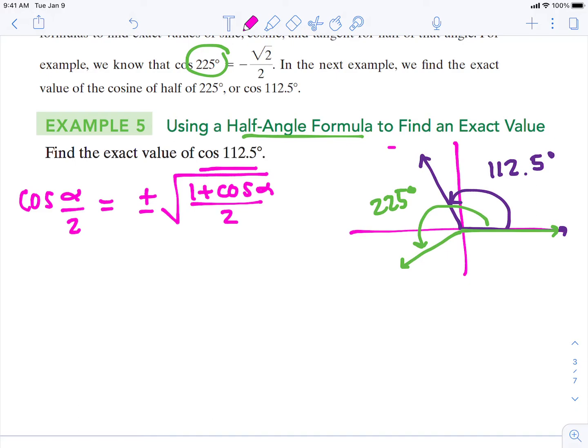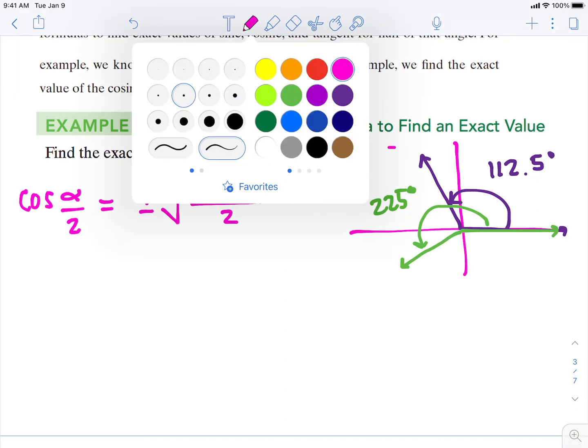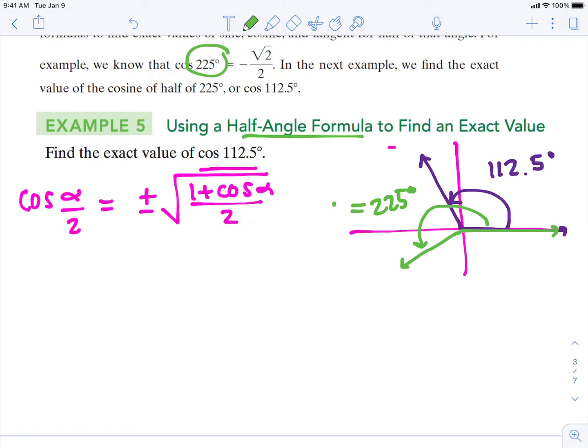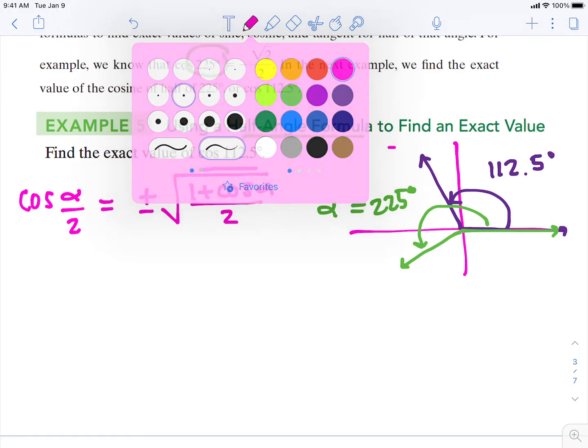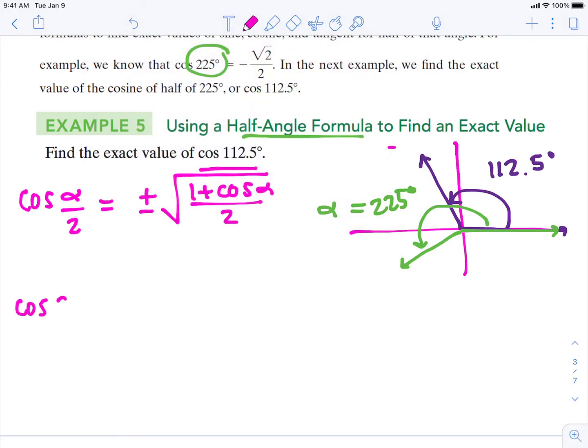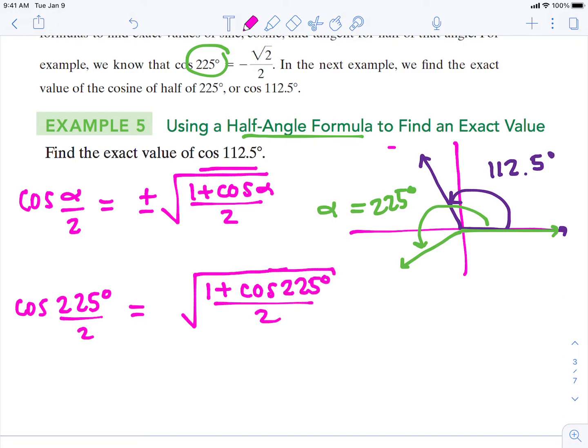So the angle is 112.5 degrees we want to find, but we're going to be using the 225 degrees as our alpha. So this is our alpha in our formula. So here we go. The cosine of 225 degrees over 2, which is 112.5 degrees, equals, and I'm going to wait on the plus or minus for now, the square root of 1 plus the cosine of 225 degrees, all over 2.